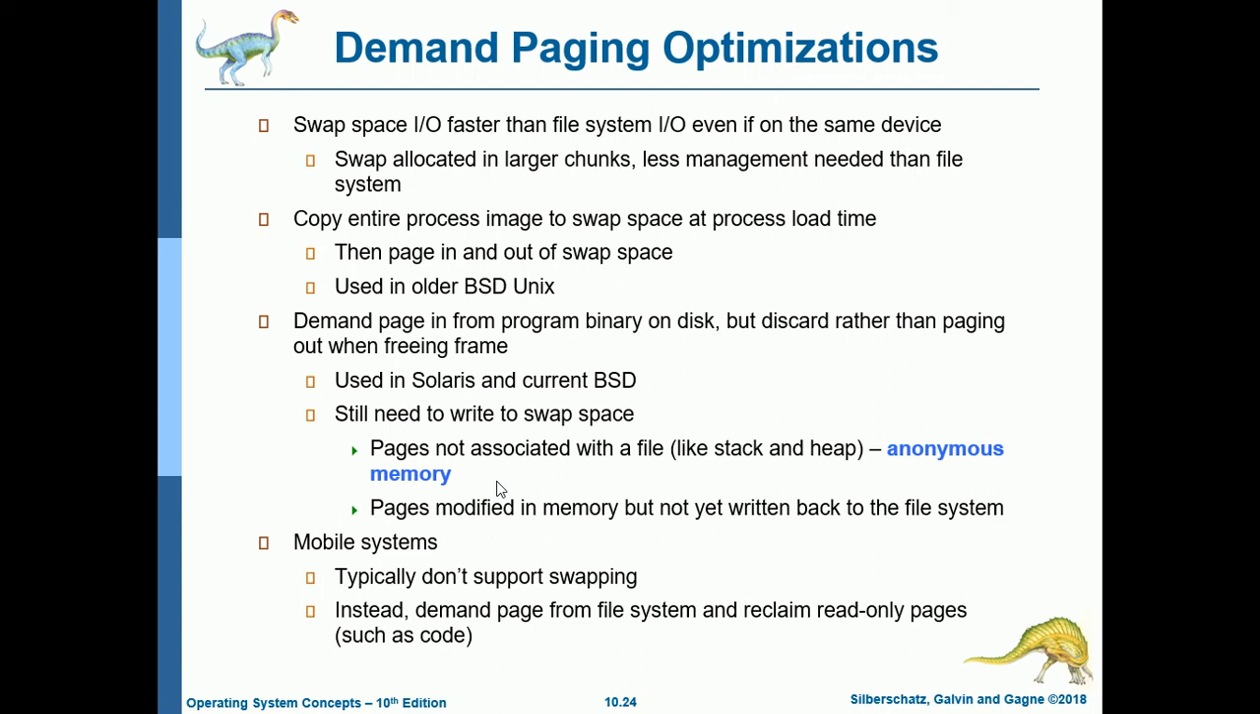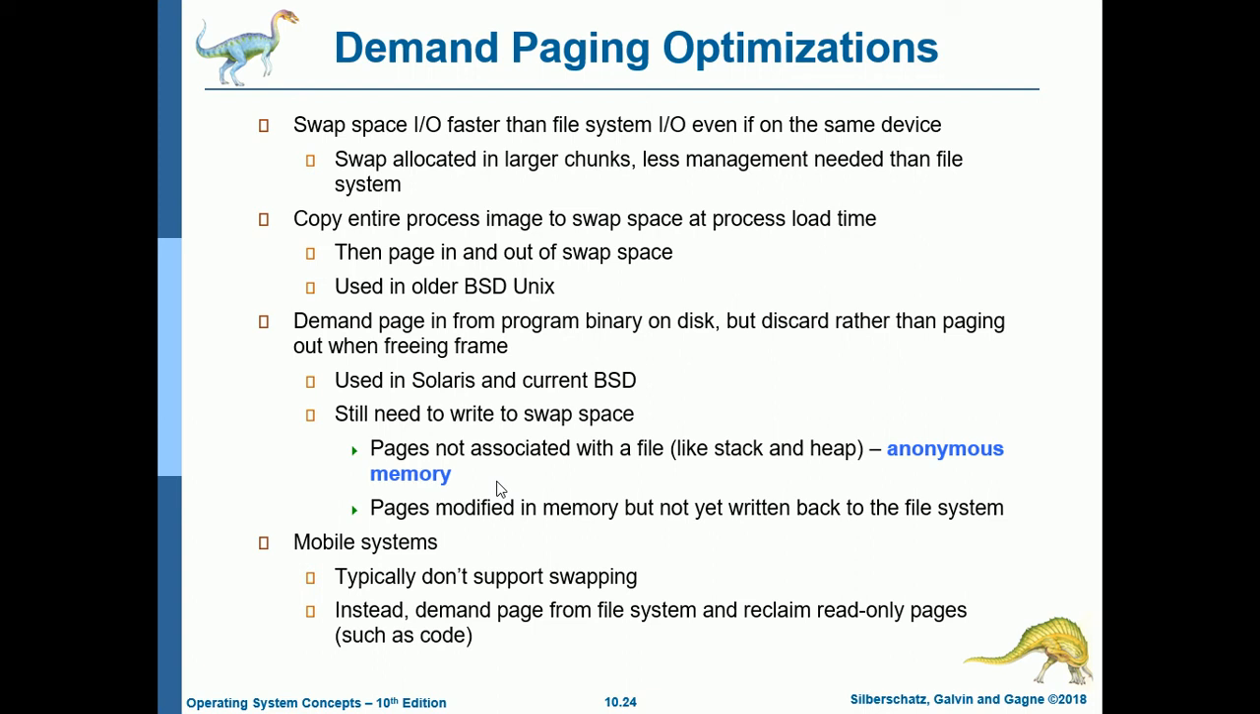And then there's another one: demand page in from the program binary on disk, but discard rather than paging out when freeing a frame. This is used in Solaris and current BSD. We still need to write to swap space for pages not associated with a file, like stack and heap, the so-called anonymous memory, and for pages modified in memory but not yet written back to the file system.